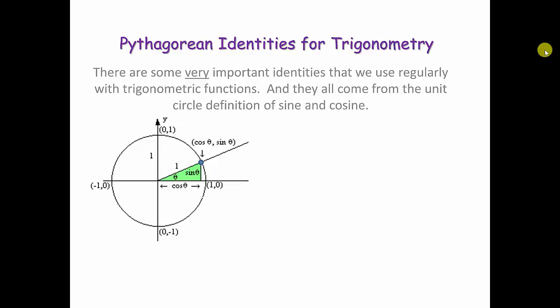So this is a video explaining the three Pythagorean identities and where they come from. The main thing is they all come from the unit circle and the definitions of sine and cosine. Remember, cosine is the x value where the angle crosses the unit circle, and sine is the y value where it crosses the unit circle. And the equation of the unit circle is given by x squared plus y squared equals 1.